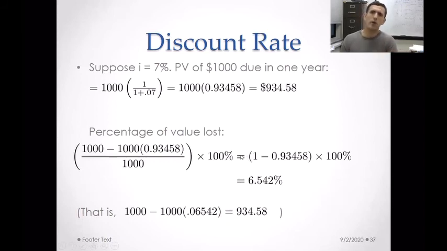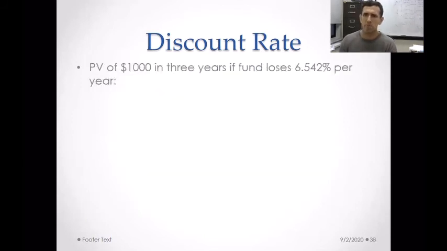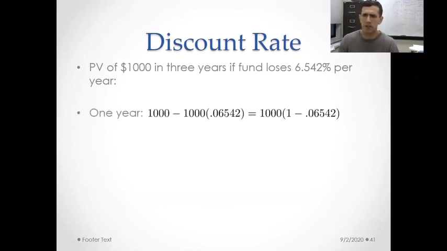When you went back 1 year, you lost 6.542%. And because when you lose 6.542% and you start off with 1,000, you get 934.58. Okay? And we can just continue this logic to see what the present value of 1,000 in 3 years is if the fund loses 6.542% per year. You just keep doing this. We already did 1 year, and we had 934.58.